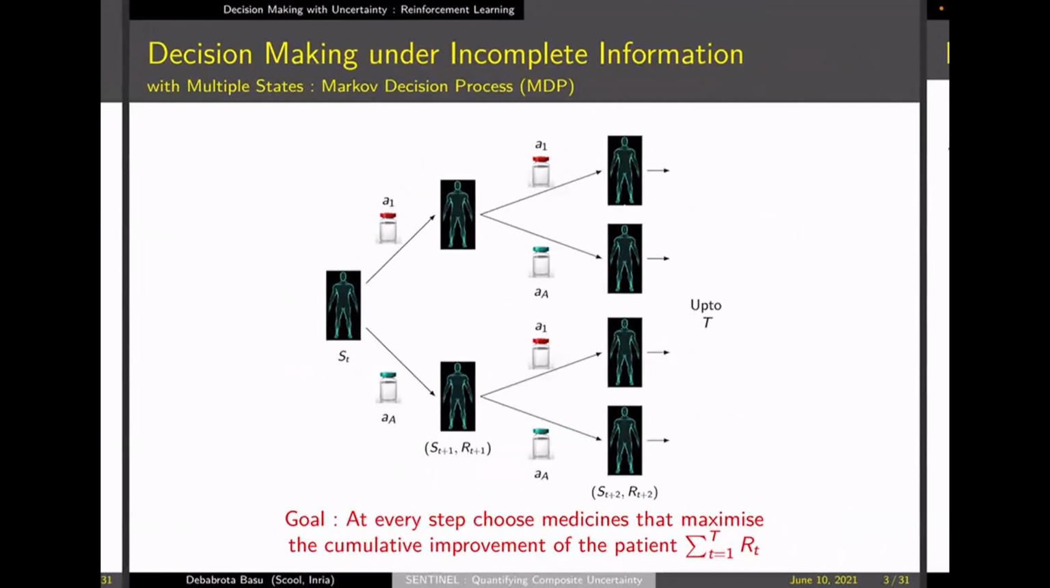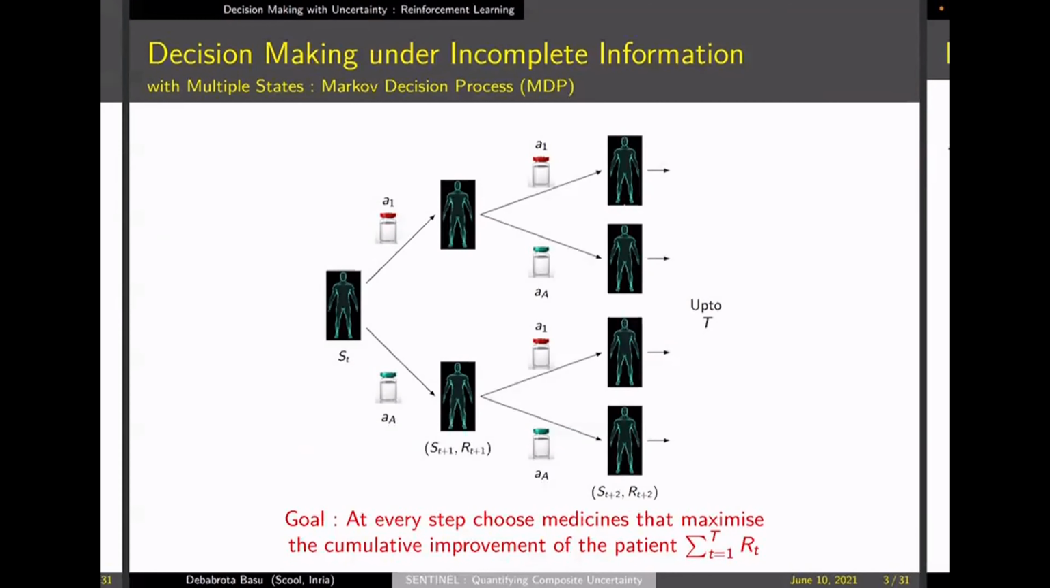The doctor can choose up to capital T number of medicines in sequence after observing the patient's condition. The goal of the doctor, or here the algorithm, is to choose medicines at every step such that it maximizes the total improvement of the patient, that is the sum of the RTs, where T goes from 1 to capital T. So given this time horizon, the doctor wants to improve the medical condition of the patient as much as possible.